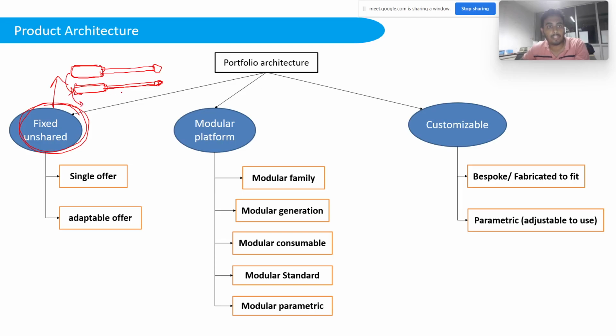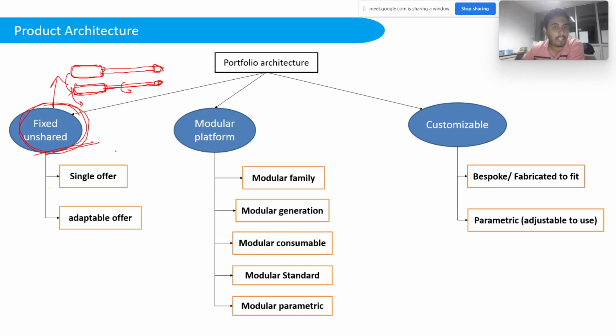So you need to consider different sizes of thickness of the material, the metal part. There you need to consider different sizes of the handle part. You need to consider different sizes of the tip part. So in the case of such products, there is no shared commonality. So those are called fixed unshared products.